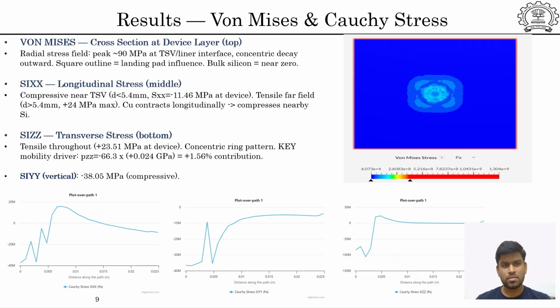The result from the simulation showed that the von Mises stress is maximum at the TSV and SiO2 liner, which is 90 megapascal. As for the longitudinal stress, which is in the x direction, the Cauchy stress value is minus 11.46 megapascal at a distance of 5 mm from the center of the TSV. At the same distance in the z direction, the Cauchy stress value is positive 23.51 megapascal, and in the y direction it is negative 30.05 megapascal.